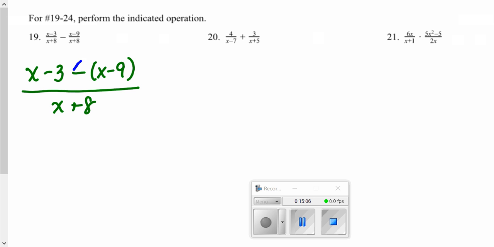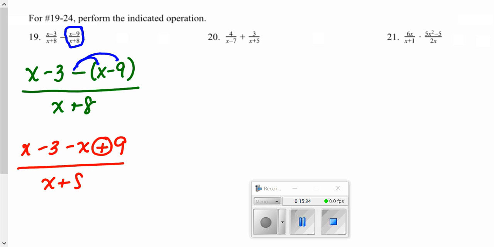Notice here, this subtraction applies to everything after it, right? I was subtracting this whole thing. So the most common mistake on this one is this symbol that I'm writing right now. If you have minus there, what you forgot to do is distribute that negative. That subtraction pertains to everything after it. Okay, then x minus x is a big old 0, and negative 3 plus 9 is 6.